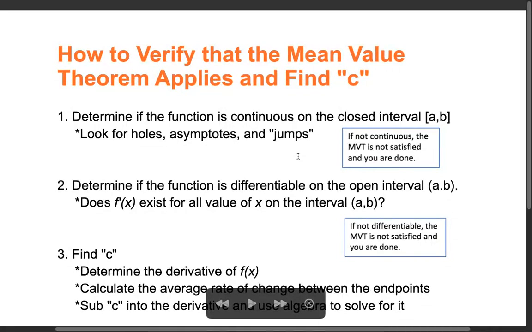Sometimes it might be helpful to use graphing technology. If it's a function you're not really sure what it looks like, you could use Desmos, plug it in, and just see what it looks like to make sure that it is continuous. But usually you can do this just by analyzing what the algebraic representation looks like.